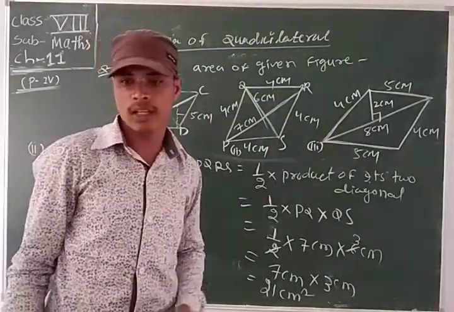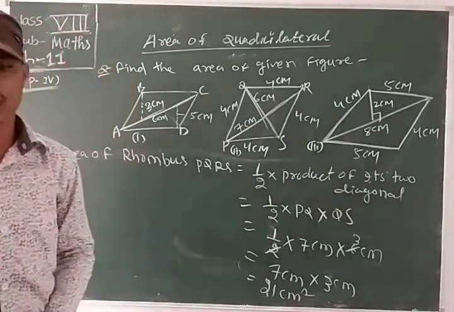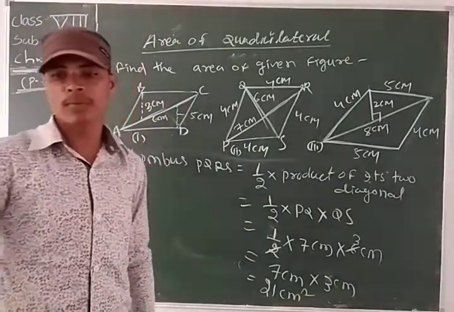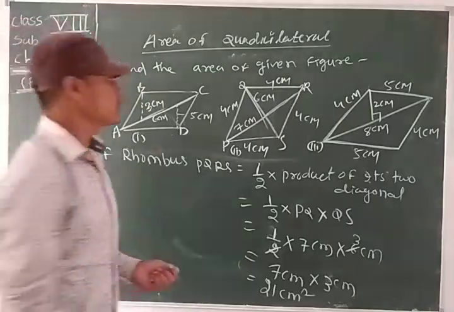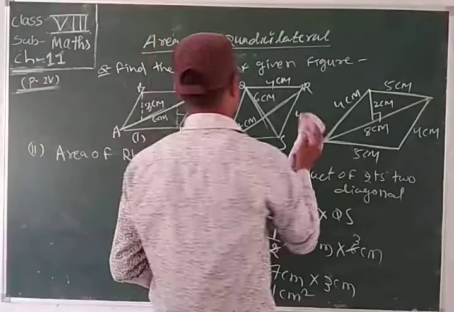Now we will find the area of a parallelogram. We know that in the last class we discussed the area of a parallelogram. Area of a parallelogram is equal to 2 into the area of both triangles. Okay, 2 into the area of what? Both triangles. Now see the question.